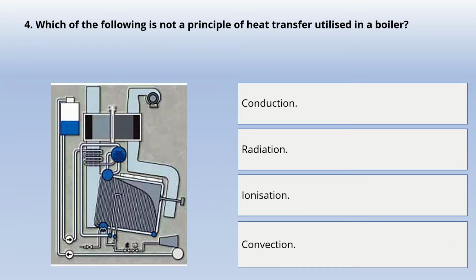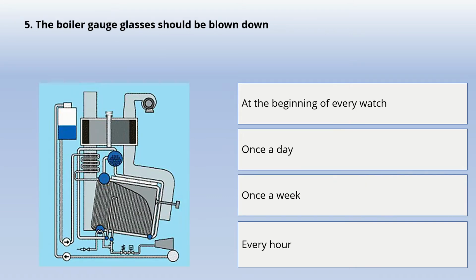correct. Our next question is, which of the following is not a principle of heat transfer utilized in a boiler? And the options are conduction, radiation, ionization, convection. And the correct option for this question is ionization. Our next question is, the boiler gauge glass should be blown down. And the options are at the beginning of every watch, once a day, once a week, every hour. And the correct option for this question is at the beginning of every watch.